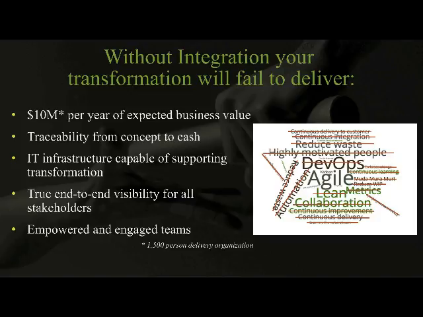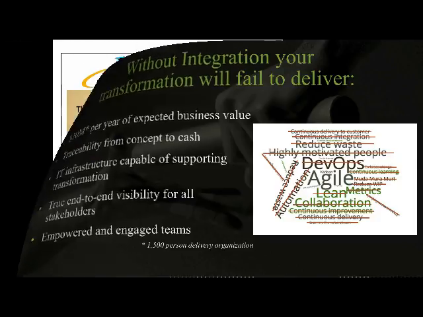So without integration, without having those tools and those systems talking to each other, truly your DevOps transformation or your agile methodologies, they will fail to deliver. You really need IT infrastructure that's capable of supporting the information flowing easily between those systems. You need that end-to-end visibility for all the stakeholders, not just at the individual team level, but also flowing up into your executive management level.